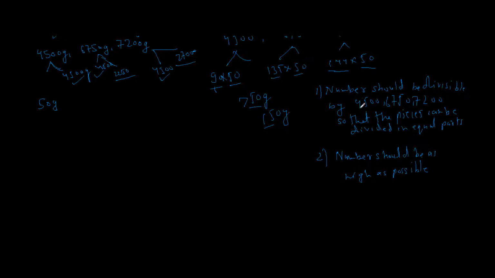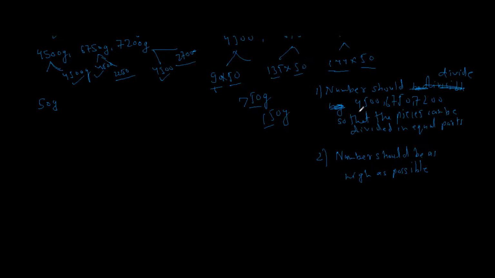Now, the number which is divisible by 4500, sorry, it's not divisible by, it divides. Number should divide 4500, 6750, 7200. For example, 50 divides each one of them, 150 divides each one of them. And second, the number should be as high as possible.